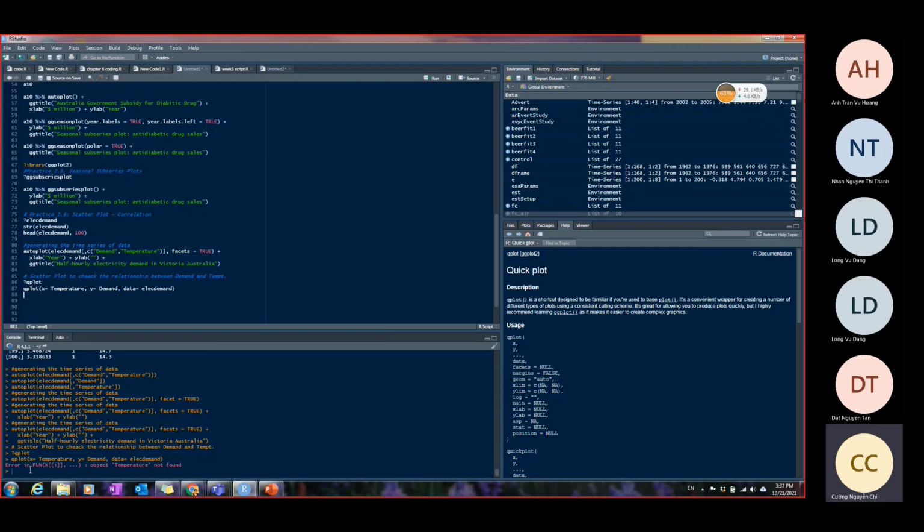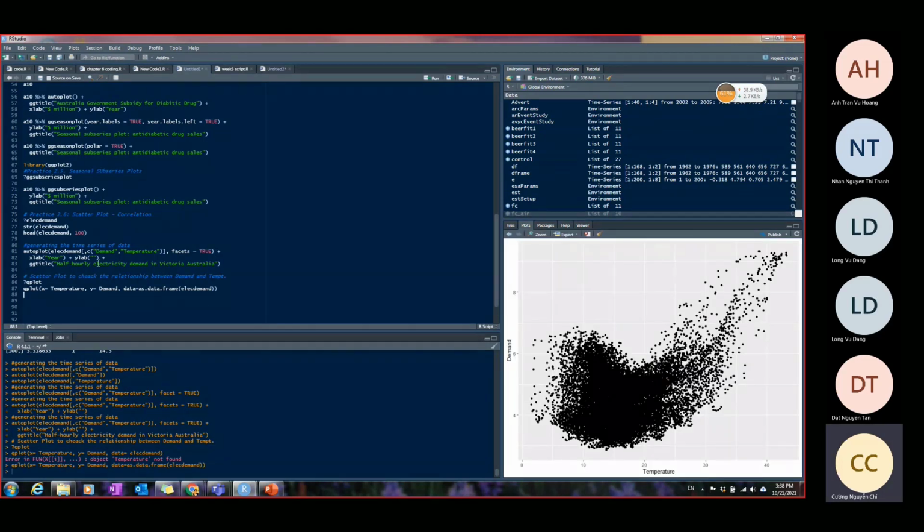The result will be, let's say, an error because the temperature was not found, and that is because this is not a data frame. When you put things into the scatter plot, you have to specify that the data is a data frame, and the electric demand is not a data frame, so we don't have that. How are we going to do it? I use the function as.data.frame, and I put in the electric demand for that one. Now it is generated.